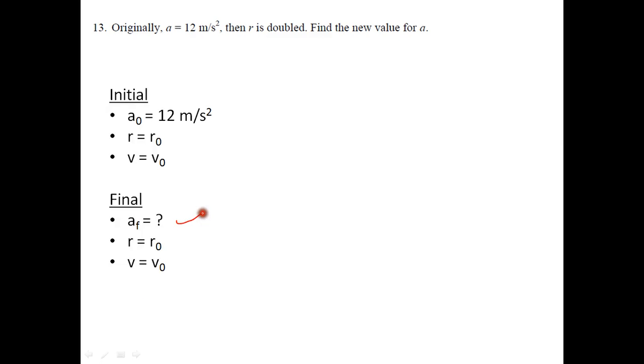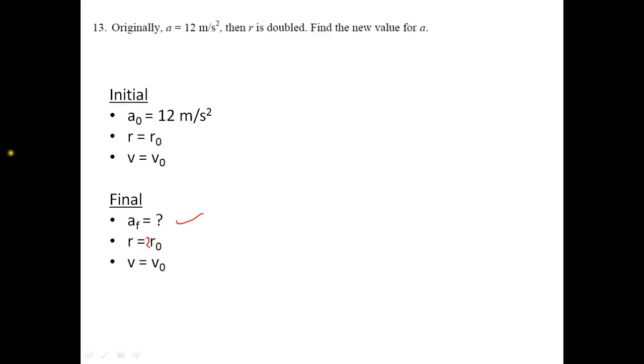This is our unknown. And again, actually this should be 2 here. Afterwards, the velocity still stays the same, but the radius becomes 2 times what it was initially, because we're told up here that the radius is doubled, and that's what it means. It becomes 2 times r naught. Whatever the initial value was, it's 2 times that now. And now we're solving for the acceleration.